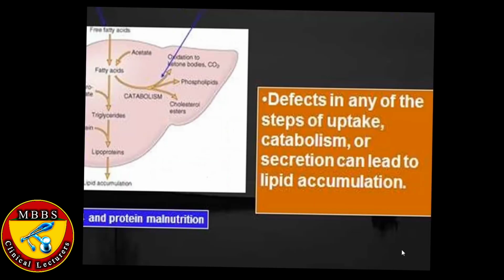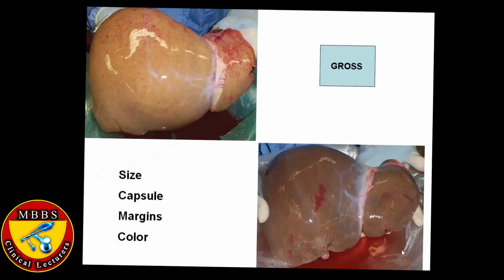A defect in any of the steps, uptake, catabolism, or secretion, can lead to lipid accumulation in the liver, which we call a fatty liver. A defect in any step we have mentioned here, free fatty acid into fatty acid, then triglyceride, then lipoprotein, means the fatty acid again accumulates in the liver, which we call a fatty liver.